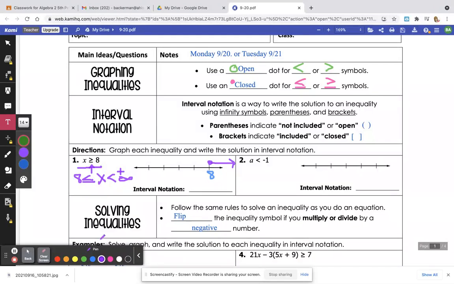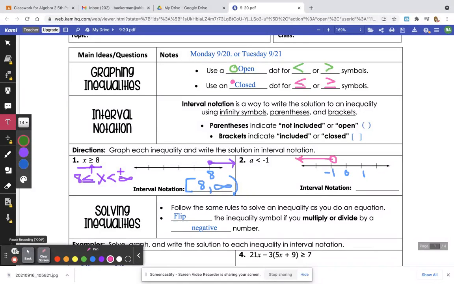Instead of writing it this way though, we want to use interval notation. Now the 8 is going to be included, so it's going to have a bracket, and then we have a comma, and the other side was infinity. Infinity is never included. It will always have a parenthesis. So this is a new way that we can write it without having to use the inequality symbols. Okay, go ahead and pause, and I want you to try number 2 on your own.